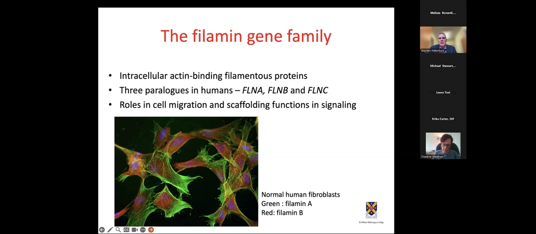They're almost ubiquitously expressed, at least filamin A and filamin B are, and therefore their implication in multiple cellular processes makes understanding what's specifically happening within the skeleton quite challenging. On this micrograph, you can see a dual staining of normal skin fibroblasts with filamin A in green and filamin B in red. And as you can see, they occupy different cellular compartments, even though they have very similar structure and biochemical functionality.